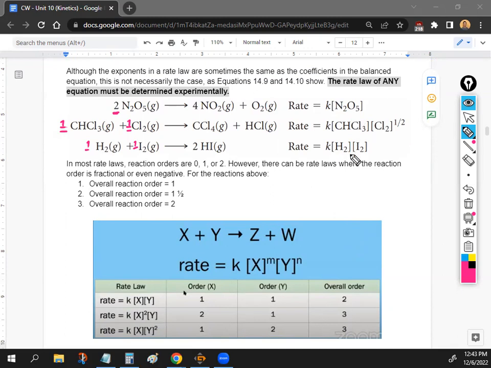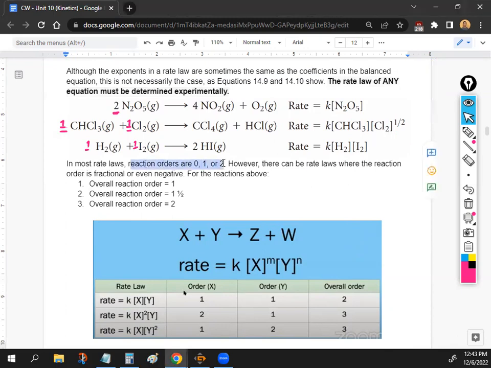Yeah, it's because it's determined experimentally. So when they do experiments, that's what they found it to be. Okay, so just keep in mind, most reaction orders are going to be 0, 1, or 2. Sometimes you'll get a half, sometimes you'll get 3. I've never seen a problem where you get like 4 or 5. So if your number for your rate order is getting too high, something's wrong. Okay, so you might want to check that out.